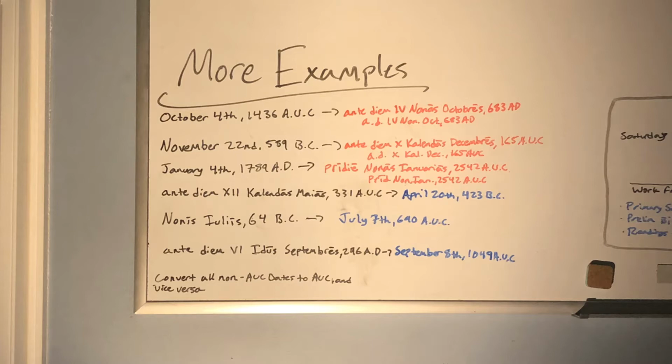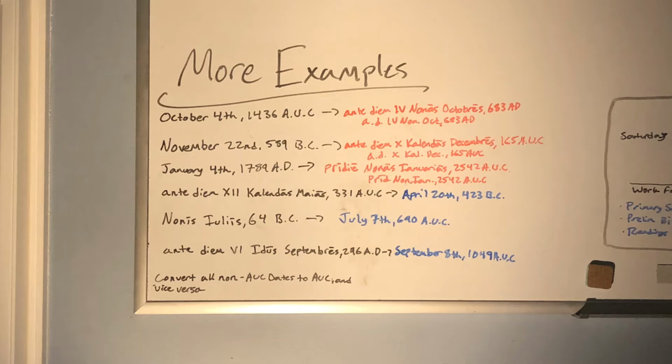Our last day is Ante Diem VI Idus Septembris 276 AD. So first we're going to the Ides of September. It's on the 13th. Nothing special here. So we're counting 6 days until then. So we go 13th, 12th, 11th, 10th, 9th, 8th. That's 6 days. So September 8th.